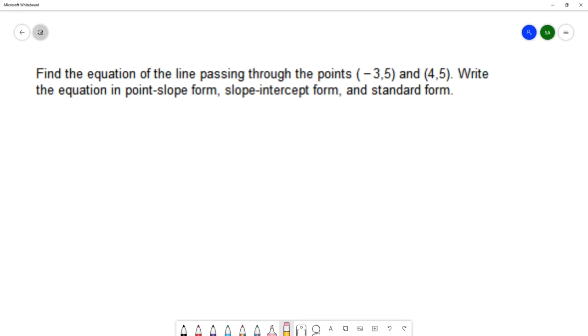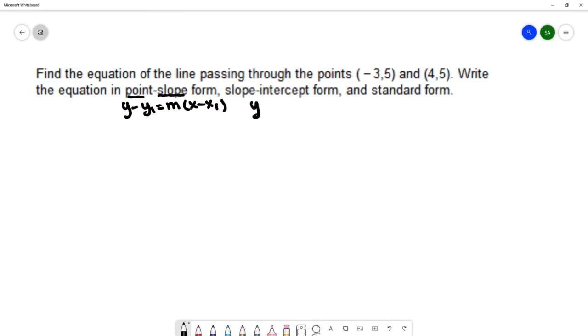So first of all, we need to find an equation of the line passing through these points. And we want to write the equation in these different formats. So let me write out what these different formats look like. Point-slope form is when you have y minus y1 equals m times x minus x1. The m stands for the slope, and (x1, y1) is a point on the line, and so that's where this format gets its name from, because you need a point and a slope to use this form.